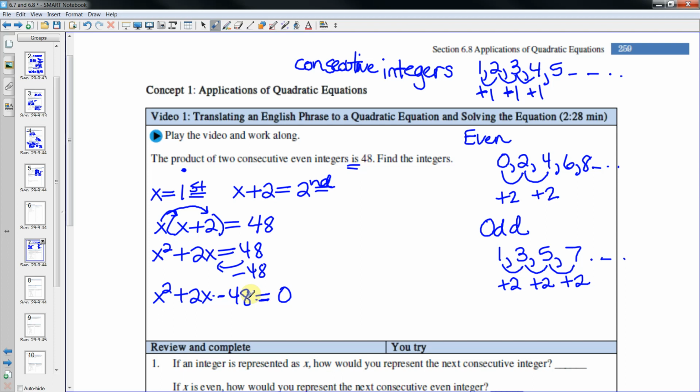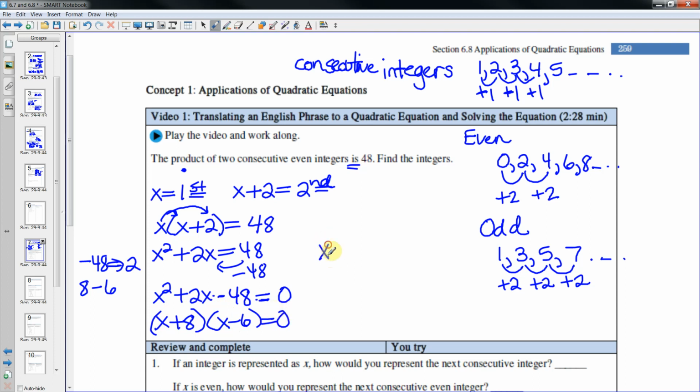So factors of negative 48 that add up to 2. That would be, let's see, a positive 8 and a negative 6. They multiply to get negative 48, but they add, I would subtract them to get 2. So x plus 8 and x minus 6 equals 0.